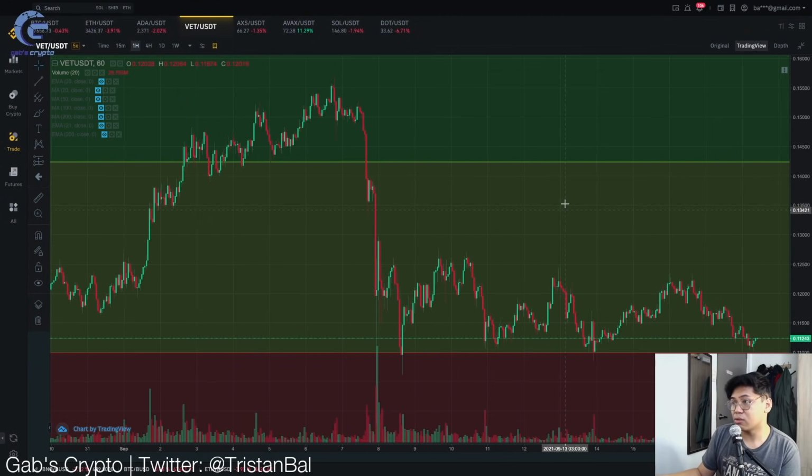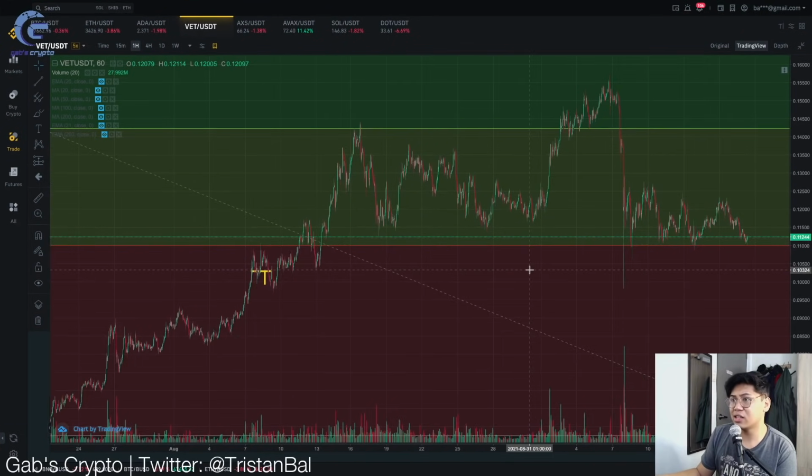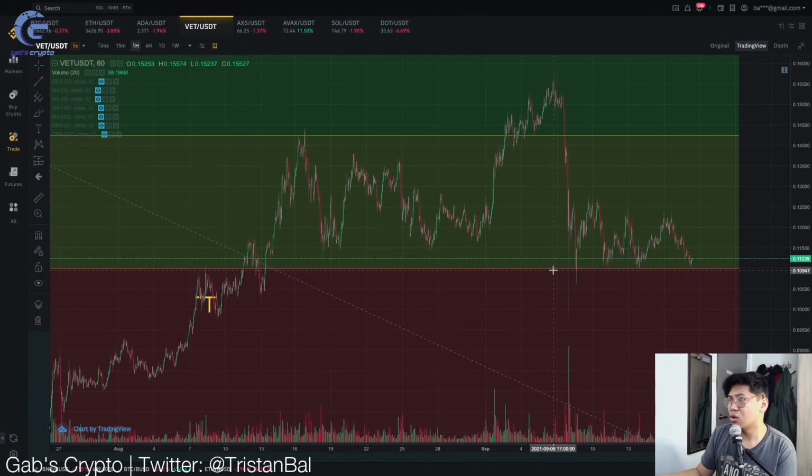Now, for VeChain, I think we are seeing this wonderful move right now for VeChain kasi I think we're relatively staying strong above this 1 cents around the 11 cents area. So yeah, I think we are in a very good buying opportunity right now for VeChain. So yeah, I think I'll add more VeChain dito sa area na yan.